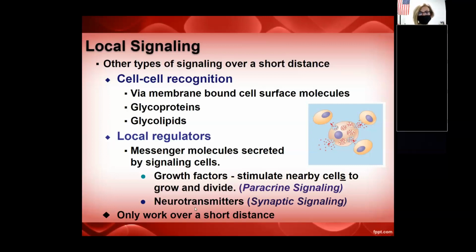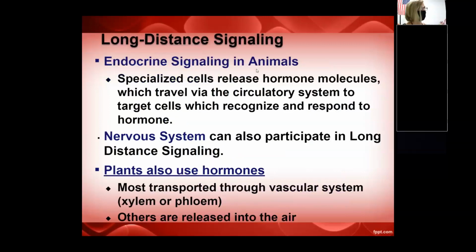And then we also have our neurotransmitters. So this is also a regulator. And we are familiar with this already because we talked about the nervous system. It works in that synaptic signaling. It has to jump over a gap. So these work only over a short distance, right? The neurotransmitter, if the gap was between your spinal cord and your toe, it's not going to communicate with your toe, right? It has to have a short gap. So that's called local signaling. So you have cell-cell communication, local signaling, and then long-distance signaling.